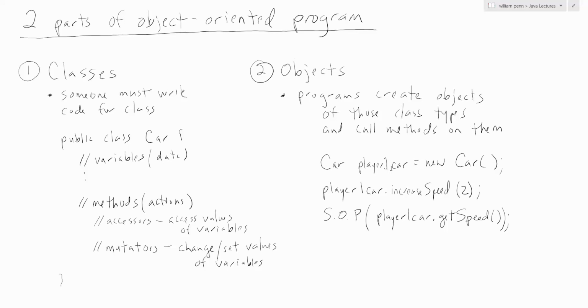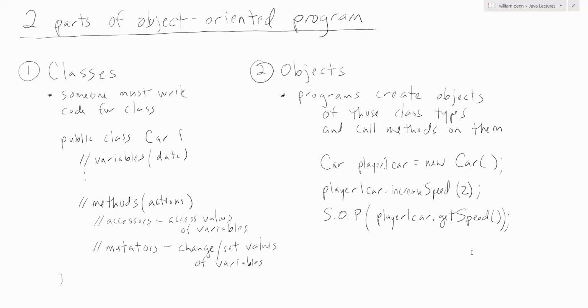And then after I create an object, I can now use that. I can call methods on it to do things with it. So I can say player one car increase speed, and then I can do things like call this get speed method, that will actually get the current speed of the car, and I can print it out. So this is our system out print, and I'm printing out the speed of the car.